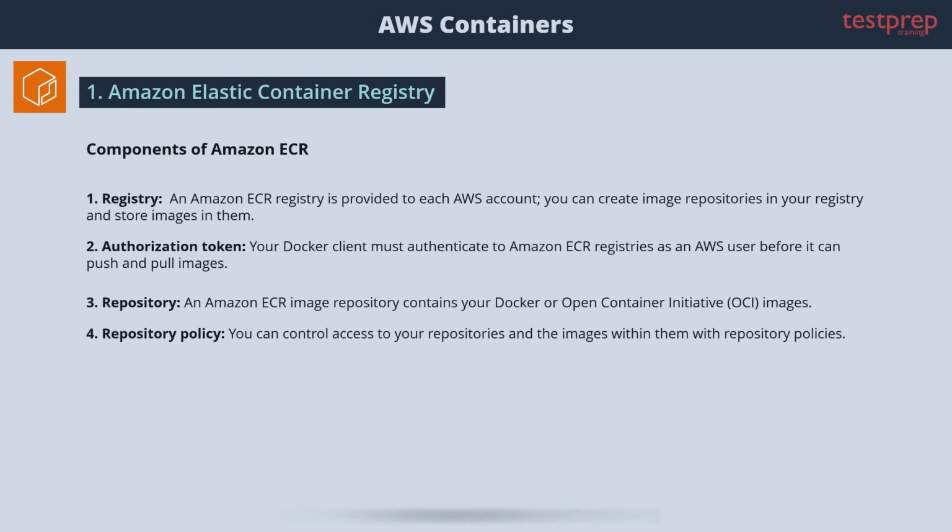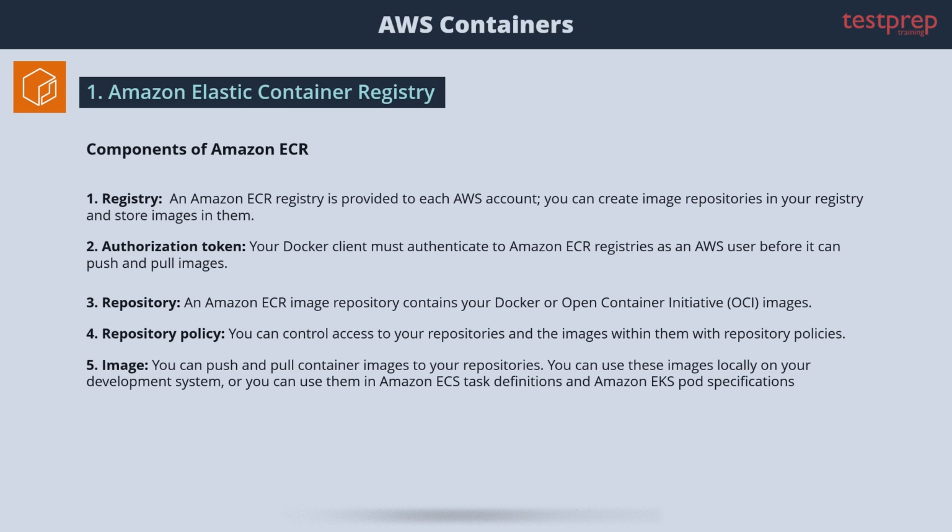Repository policy. You can control access to your repositories and the images within them with repository policies. Last is image. You can push and pull container images to your repositories. You can use these images locally on your development system, or you can use them in Amazon ECS task definitions and Amazon EKS pod specifications.